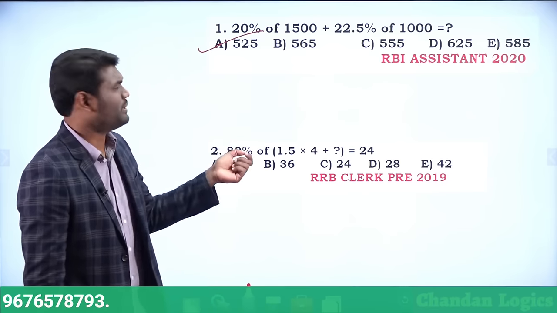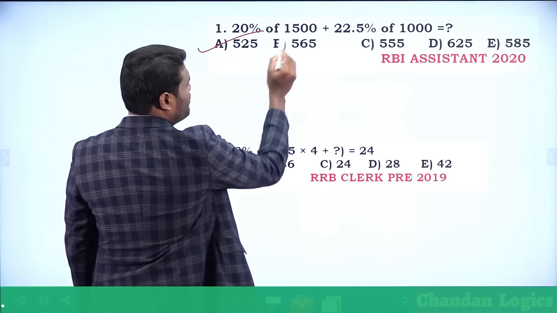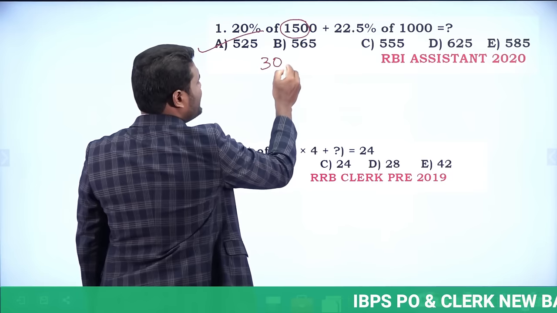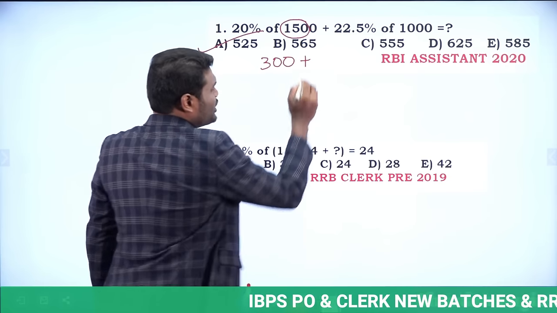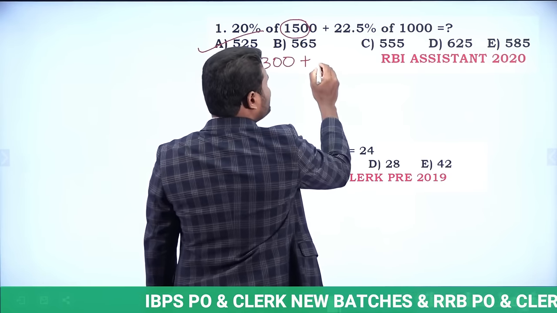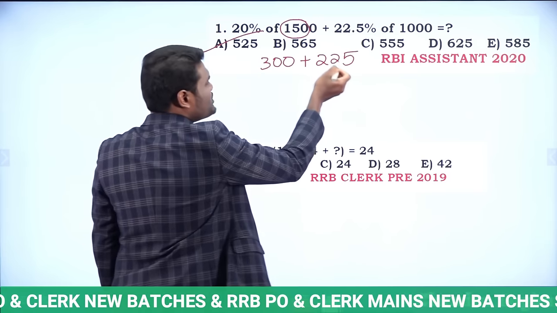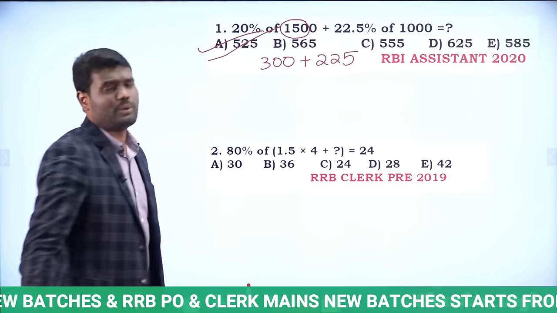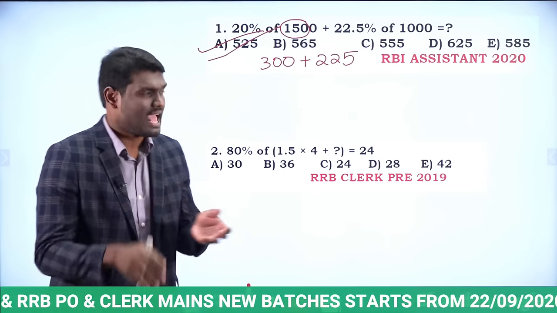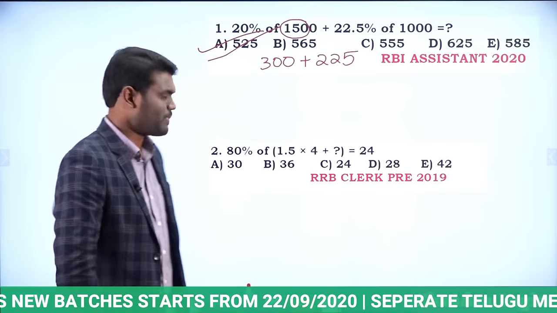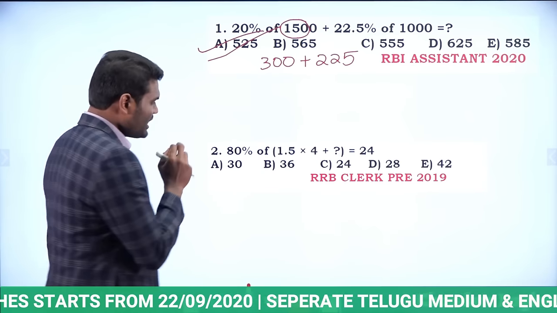Why? Because it's very simple. Look here, 20% of 1500: 10% is 150, so 20% will be 300. Plus 22.5% of 1000, which is nothing but 225. Now 300 plus 225 is nothing but 525. Just a simple question, and this was the question that was asked in the RBI Assistant examination. Let's look at the next one.